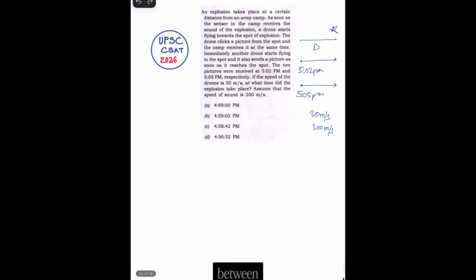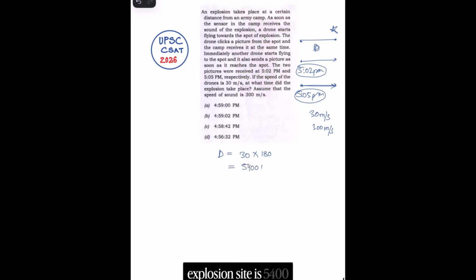So let the distance between the army camp and the explosion site be d. It is known that the second picture is received at 5:05 p.m. and the first picture is received at 5:02 p.m., which is when the second drone starts moving towards the explosion site. This means that the second drone takes 3 minutes to reach the explosion site. So let's calculate the distance between the explosion site and the army camp. Distance is equal to speed into time. Speed of the drone is 30 meters per second and the time taken by the drone is 3 minutes or 180 seconds. So the distance between the army camp and the explosion site is 5400 meters.